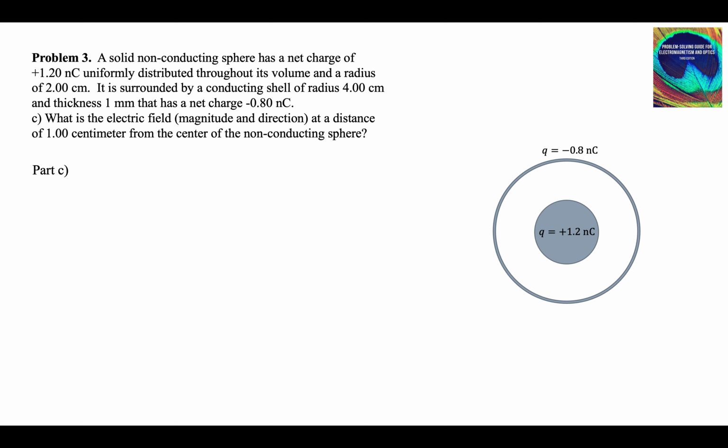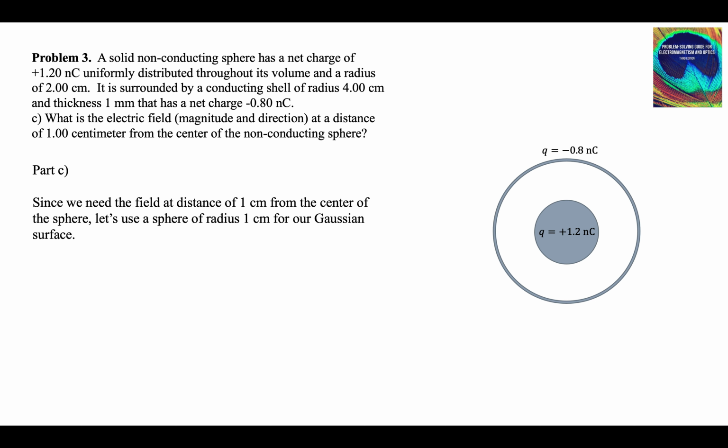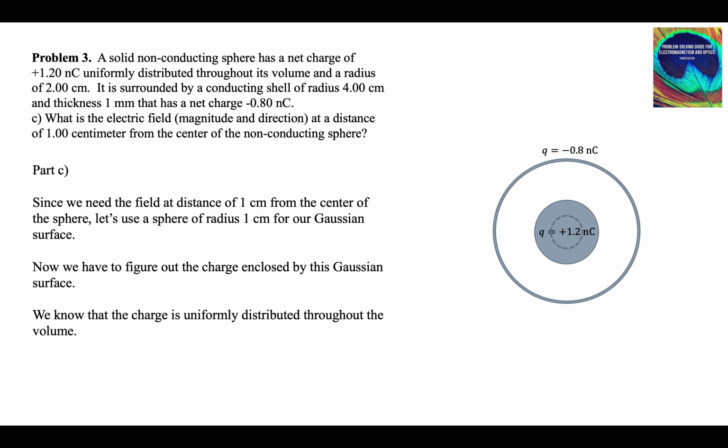Part C asks for the field 1 centimeter from the center of the non-conducting sphere, and that is inside the non-conducting sphere. So there it is. If this was a conducting sphere, all of the charge would be on the outside and none would be inside our Gaussian surface. But it's non-conducting. The charges want to move, but they can't. So we have to figure out how much charge is inside our Gaussian sphere of radius 1 centimeter. Don't say it's half. It's not even 1/4. We know that the charge is uniformly distributed throughout the volume.